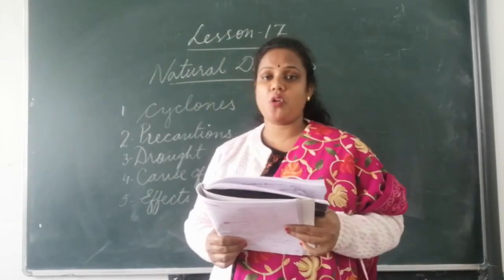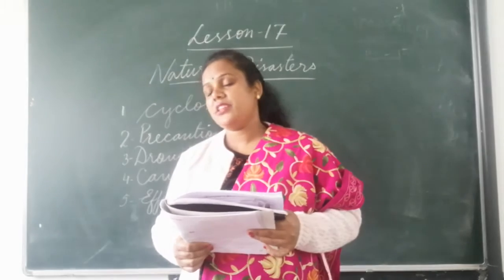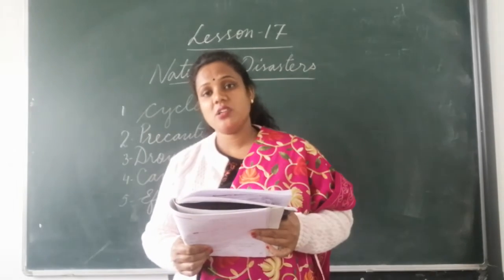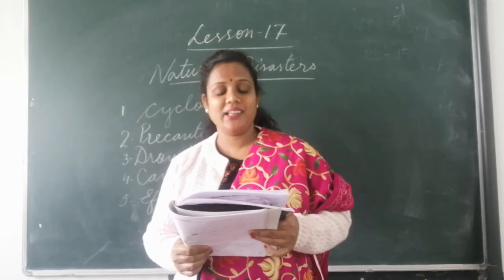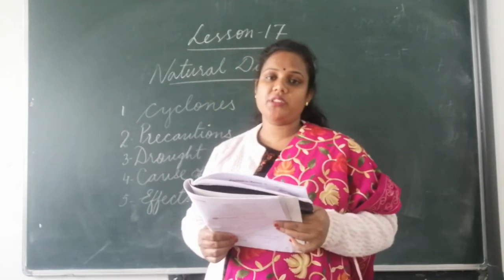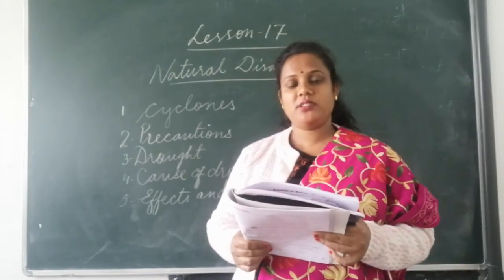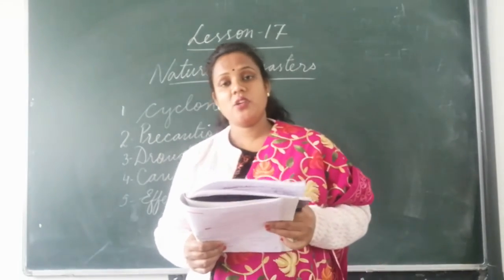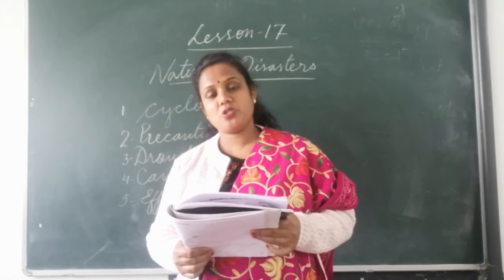Next you have drought. Drought means सूखा पड़ जाना. When there is no rainfall at all, बिल्कुल बारिश नहीं होती है, सूखा पड़ जाना, अकाल आना. So too much of water causes floods and very little water causes drought. Drought is a condition caused by the shortage of water.